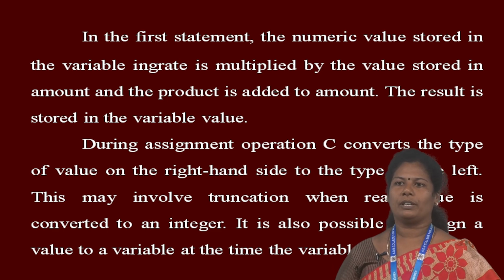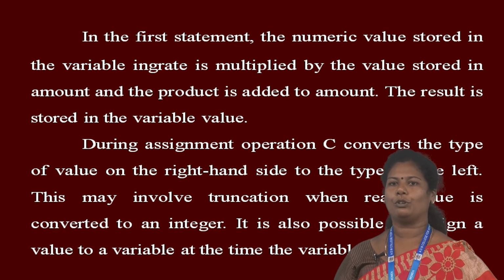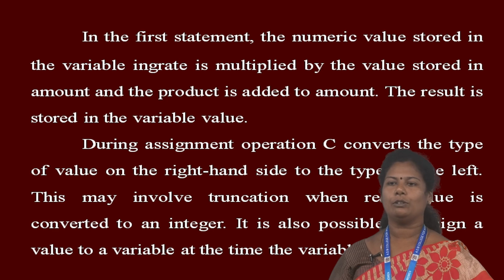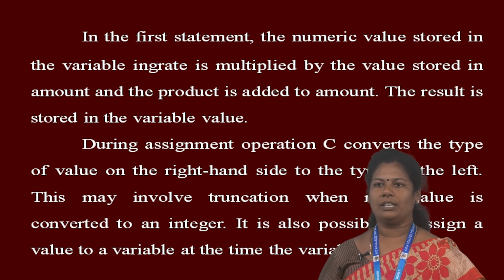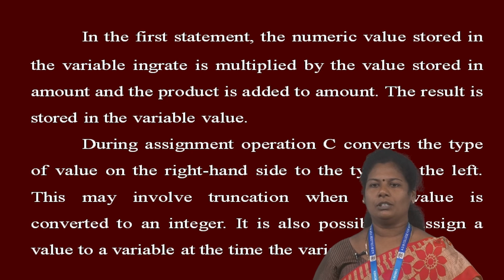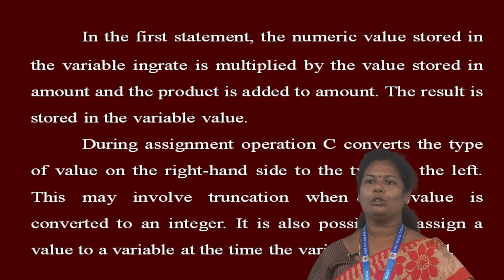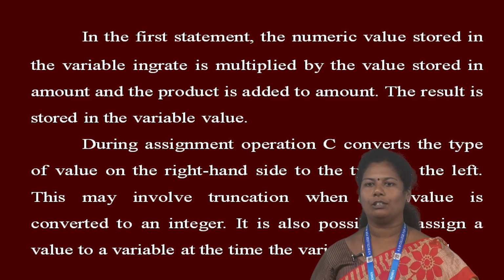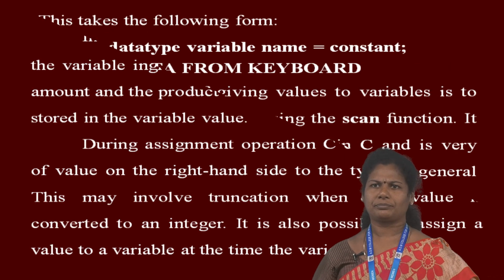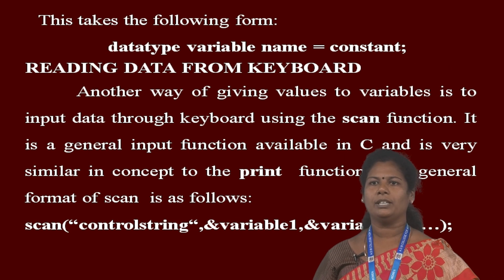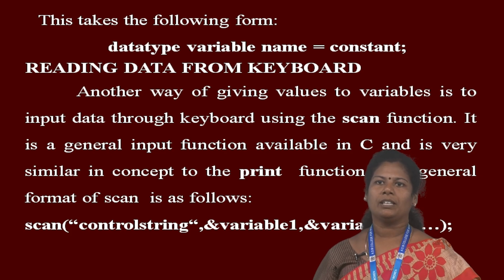During assignment operation, C converts the type of value on the right hand side to the type on the left. This may involve truncation when a real value is converted into an integer. It is also possible to assign a value to a variable at the time the variable is declared. This takes the following form: data type, variable name = constant.